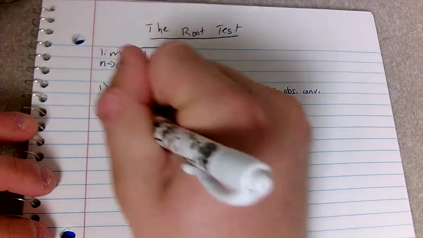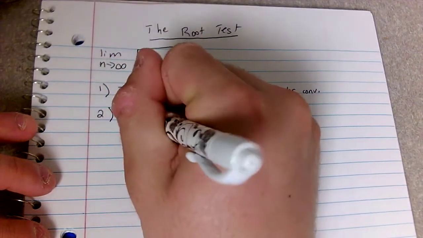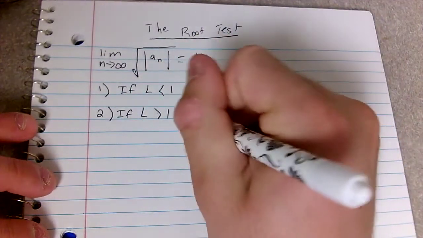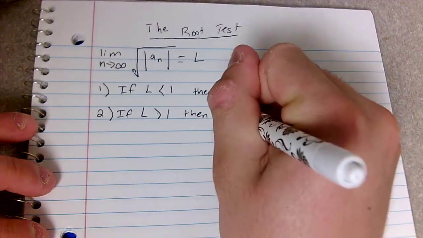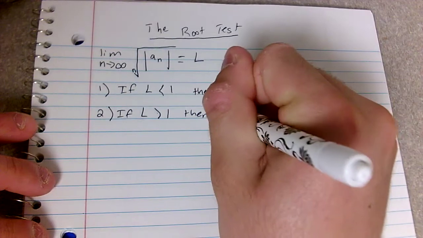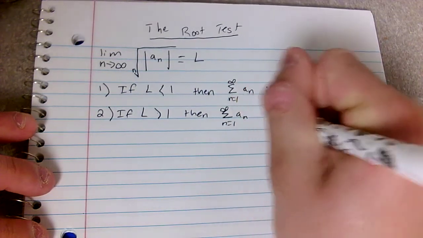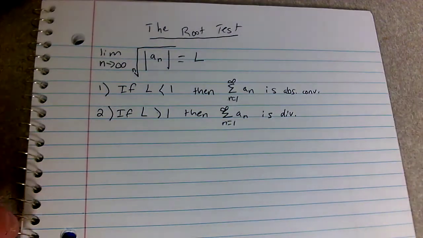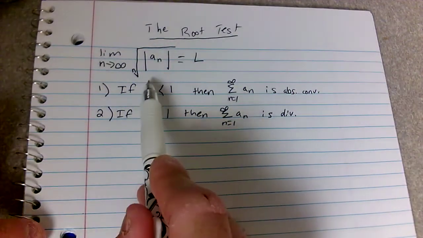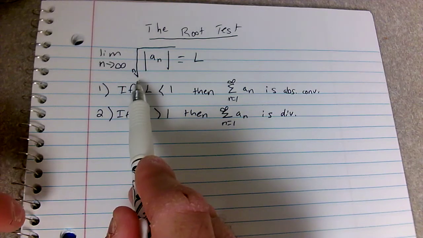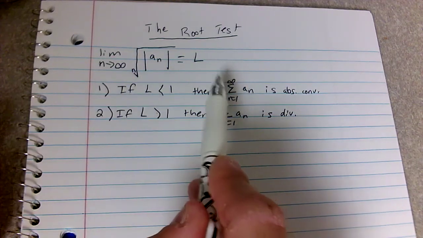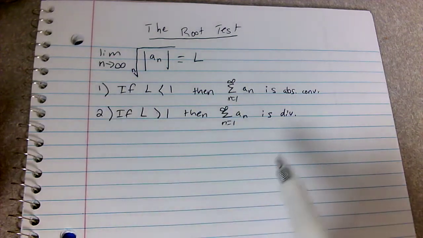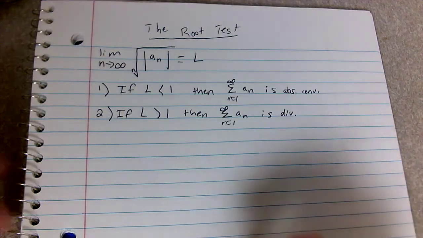Our second condition says, if this value L is greater than 1, then our series a sub n is divergent. And we can reach this conclusion again as we do our algebra appropriately up here, and we take our limit, and we get a value L, and L is greater than 1, then it is divergent.